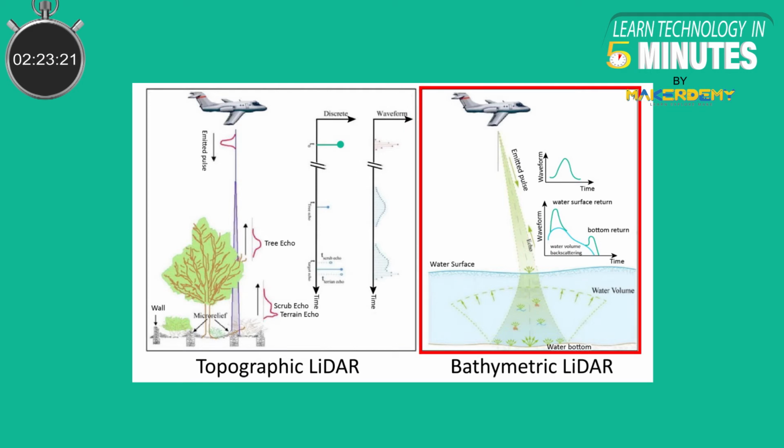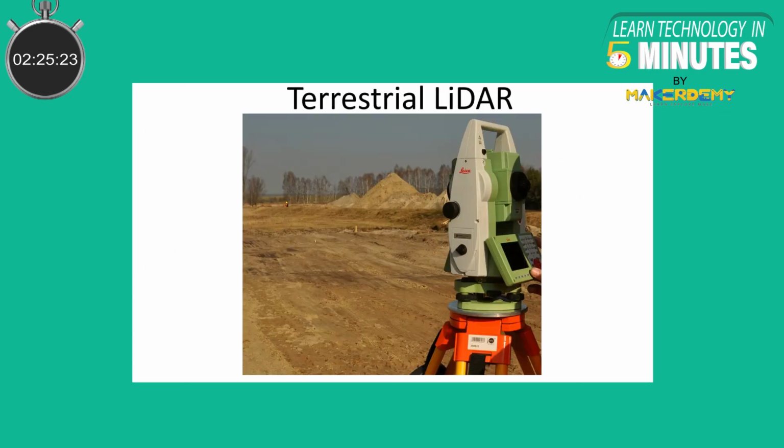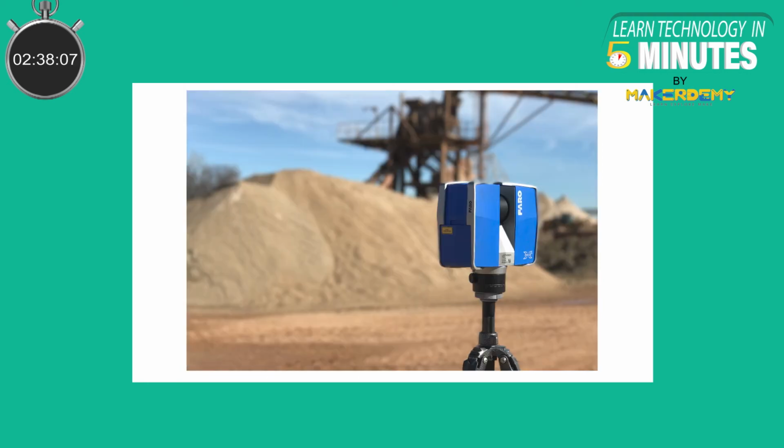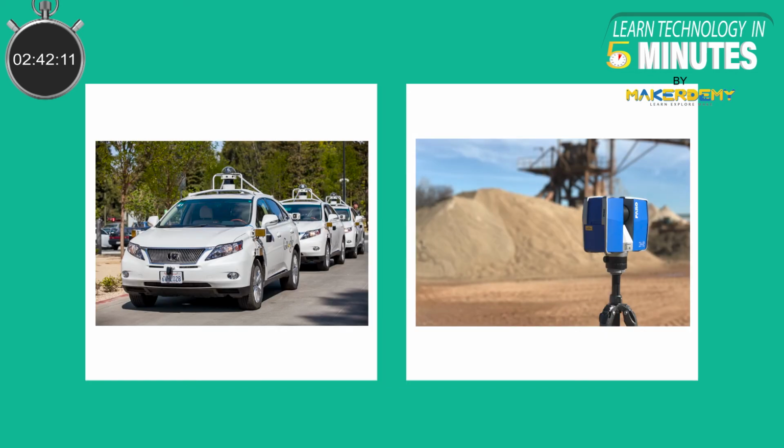Topographic LiDAR generally uses a near-infrared laser to map the land, while the bathymetric uses water-penetrating green light to measure seafloor and riverbed elevations. Unlike the airborne LiDAR, the terrestrial LiDAR systems are installed on moving vehicles or tripods on Earth's surface for collecting accurate data points. Systems mounted on a moving vehicle are called mobile LiDAR, while the ones mounted on a tripod are referred to as static LiDAR. Terrestrial LiDARs are most commonly used for observing highways and analyzing infrastructure.